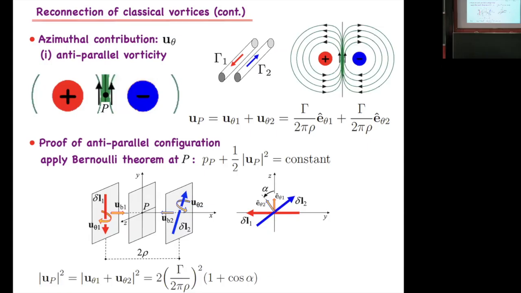algebra, so to speak. If we compute UP, the velocity at the center squared is given, because of the cancellation of the binormal component, by the contribution from the azimuthal terms, and the azimuthal components give rise to this 1 plus cos alpha. You want to maximize the velocity, so alpha has to be 0 in order to have maximum velocity and minimum pressure. And that's it. This is just the way to show that the antiparallel configuration is the dominant mechanism here.